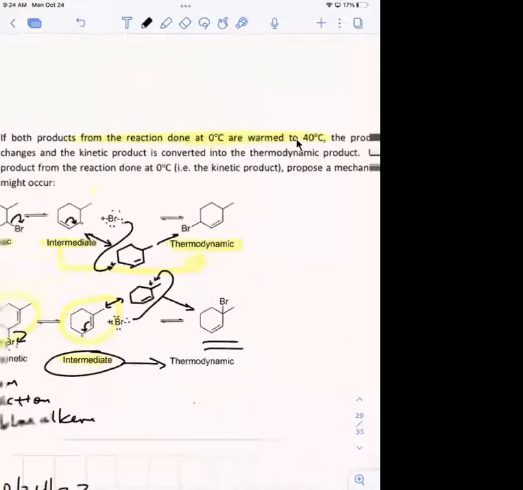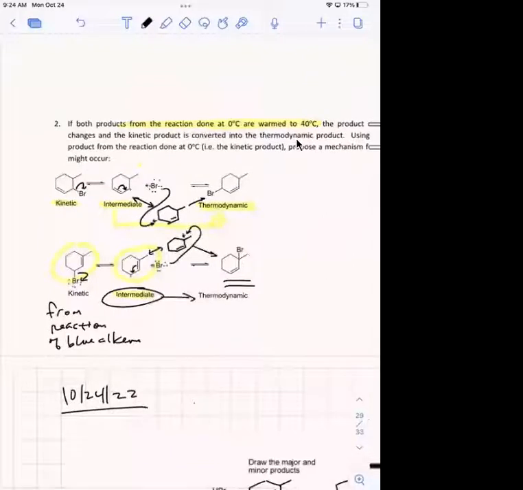But the point of all of this is that if you're working under kinetic conditions and you warm the reaction mixture up to the point where you can convert those conditions from kinetic to thermodynamic, your kinetic products can be converted into the thermodynamic product. That's why we're looking at this particular example right here, right?